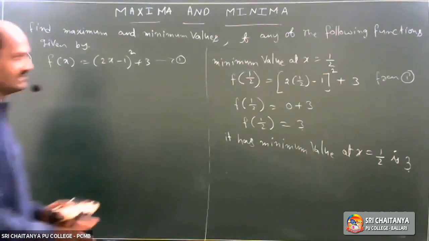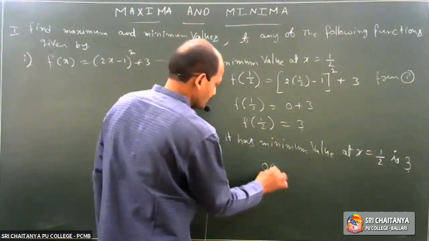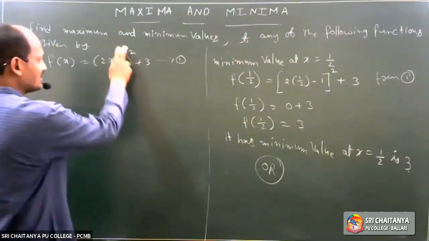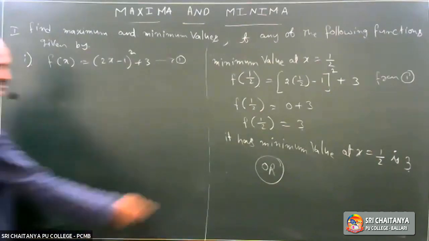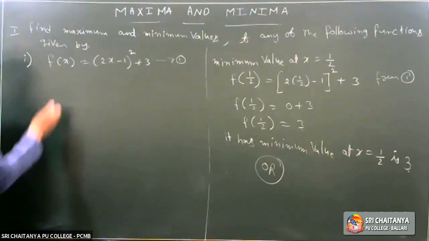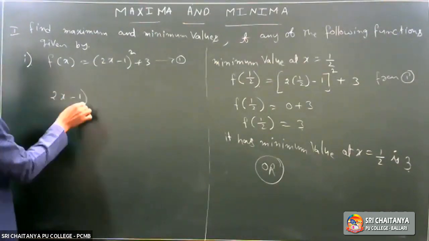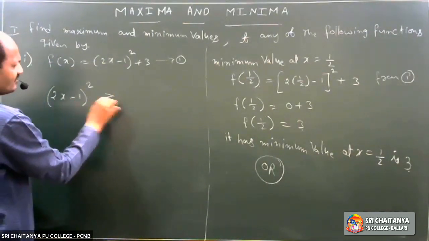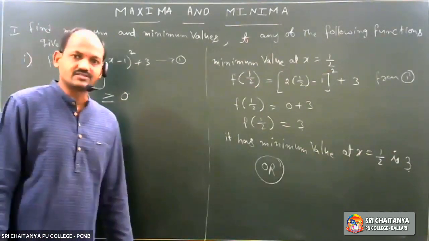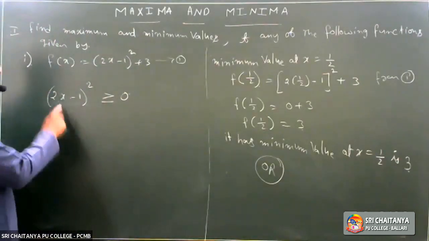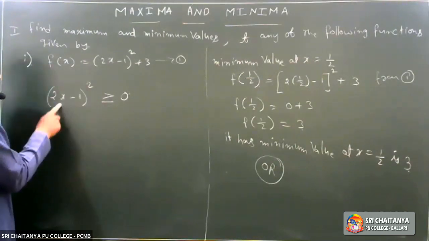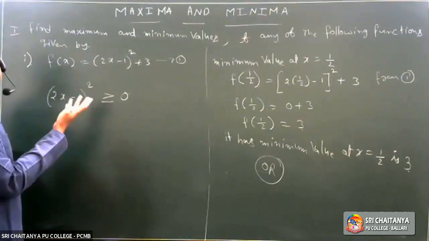It is the general process. Having another model, f of x equal to 2x minus 1 whole square plus 3. Here, 2x minus 1 whole square is always greater than or equal to 0. Whole square: if we consider negative values, we get a positive. If x equal to 1, consider positive; 2, positive; minus 1, positive; minus 10, positive.